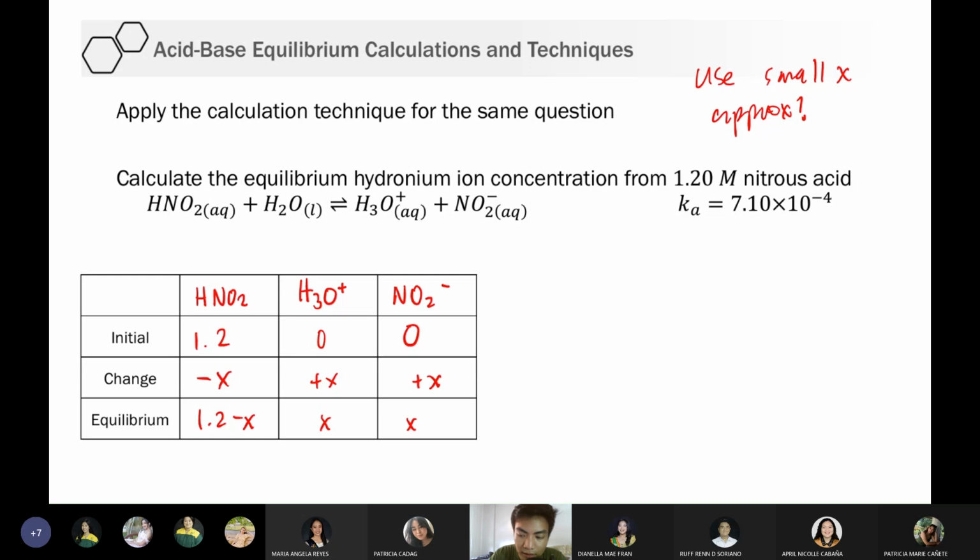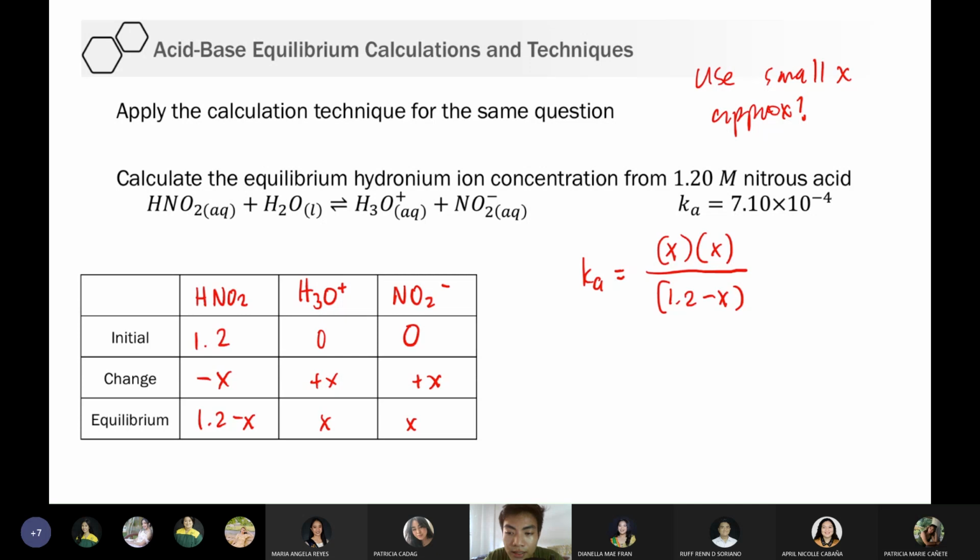Tapos agad. So, ano yung susunod na ginagawa natin? After ice table, ilagay siya sa K. Okay, so Ka, that is the products, X, and another X, over reactants. So, ayan, routine calculation. Kinumpleto natin yung ice table, pinalagay natin sila sa Ka expression. Dito na ngayon papasok yung small x approximation. Saan?